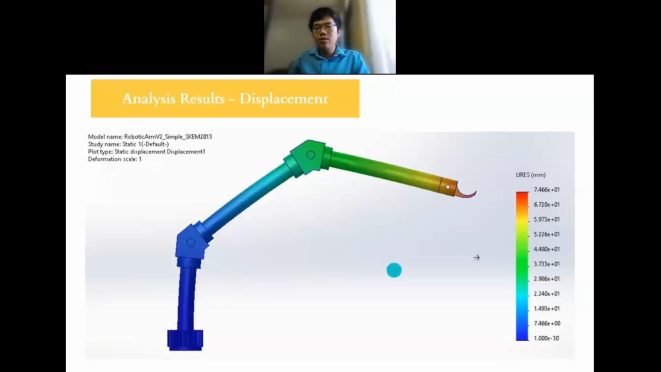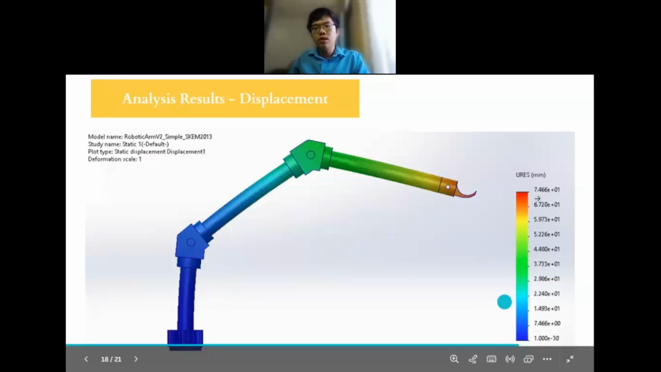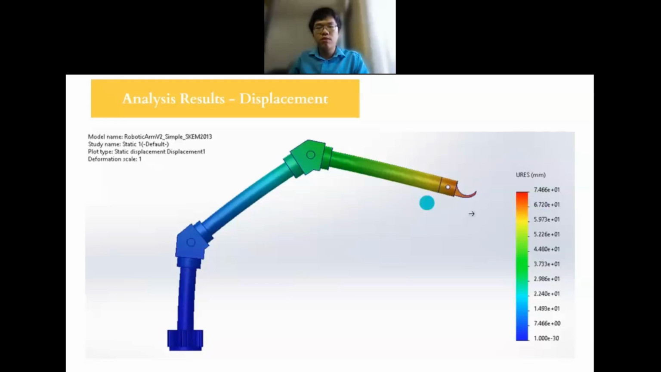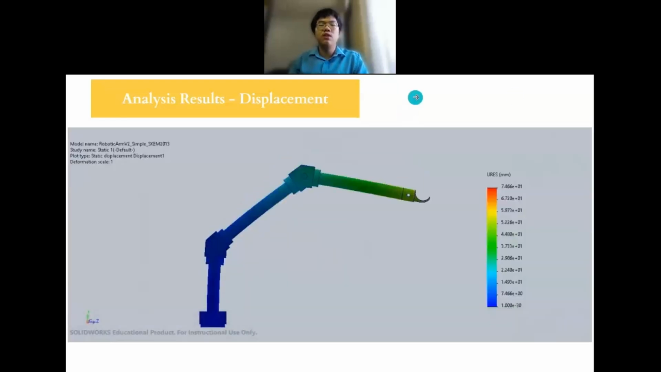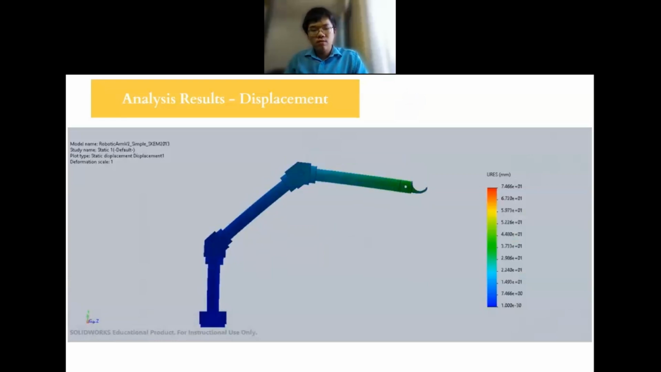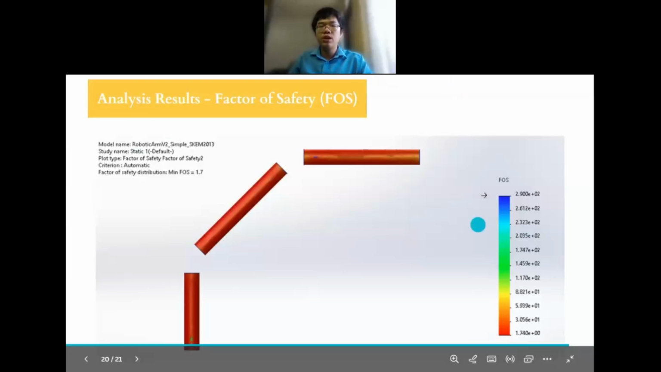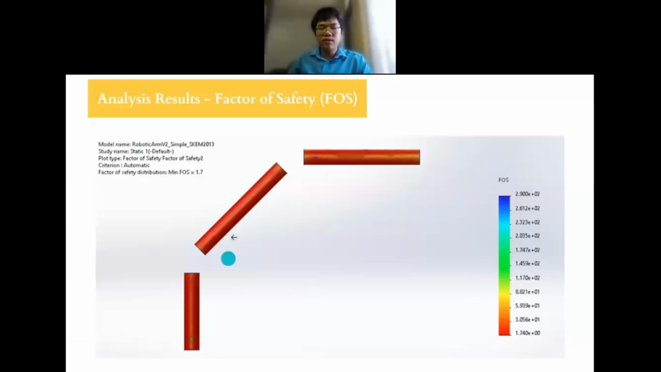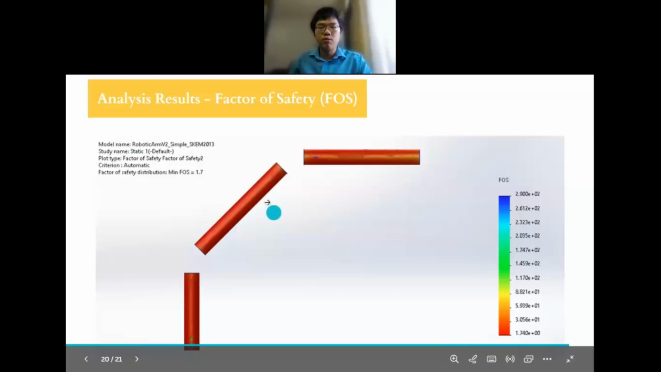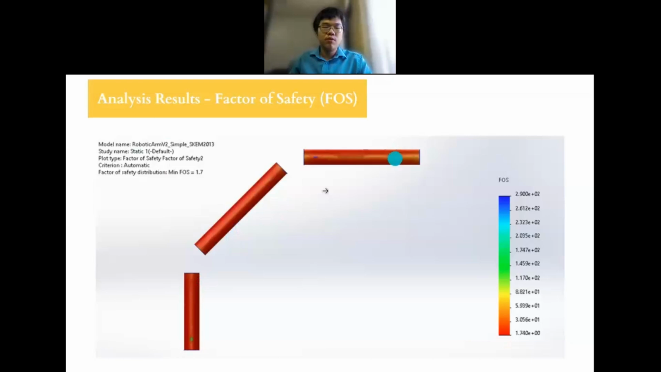For the displacement, it ranges from effectively 0 up to 7.466 millimeters. Most of the displacement occurs at the effector hook, where the load is applied. The difference between the original position and the final position is more obvious in an animation here. And finally, for the factor of safety, it ranges from 1.74 up to about 290. For the PVC linkages, the factor of safety is around 1.74, as they are mostly red in color.